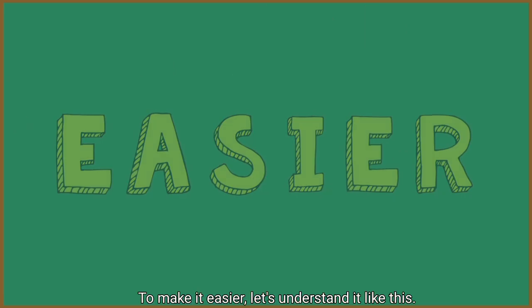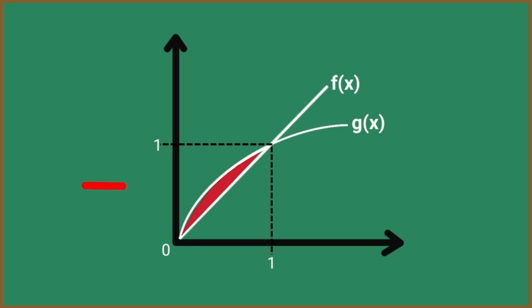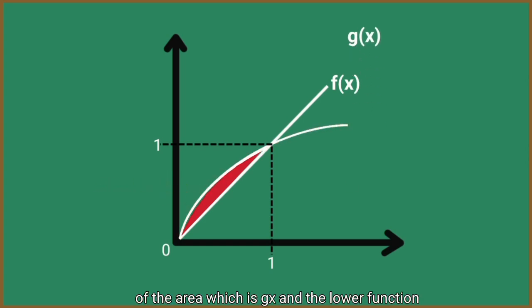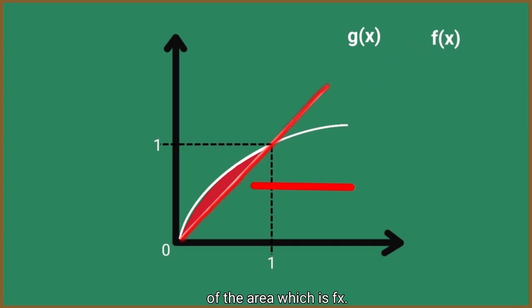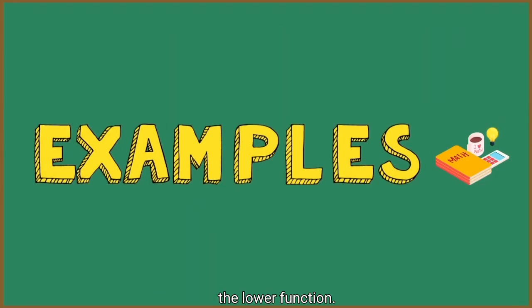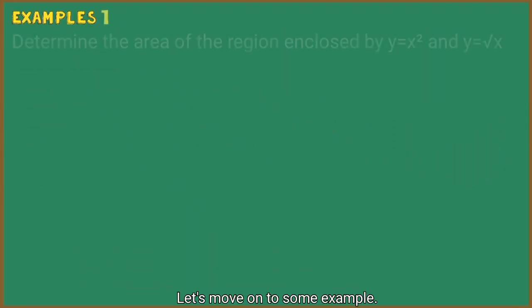To make it easier, let's understand it like this. I first need to determine the upper function of the area, which is g(x), and the lower function of the area, which is f(x). So to find the area, we can just integrate the upper function minus the integration of the lower function. Let's move on to some examples.